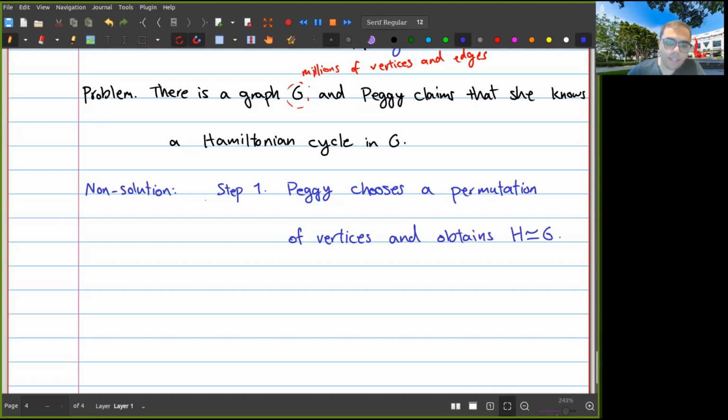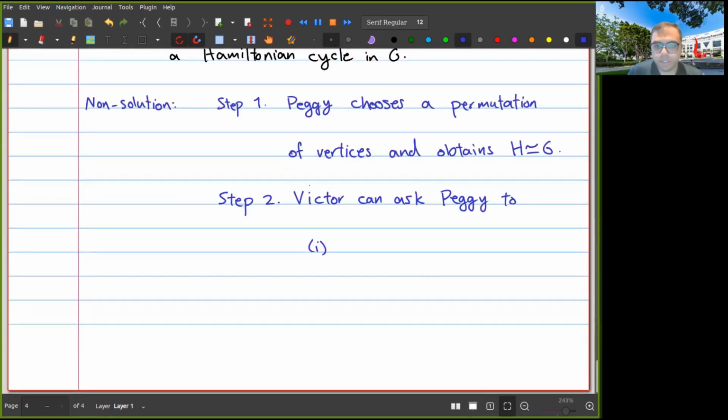Okay. Now here's step 2. Again, Victor has a choice. Victor can ask Peggy to do one of these two things. The first thing he can ask Peggy to do is to give him the permutation.